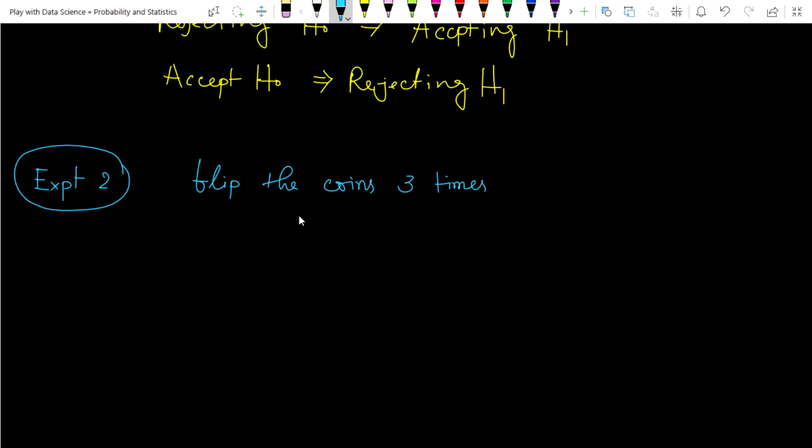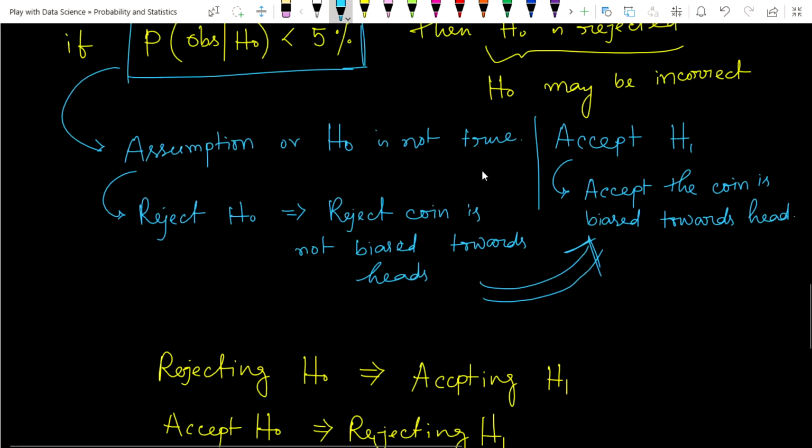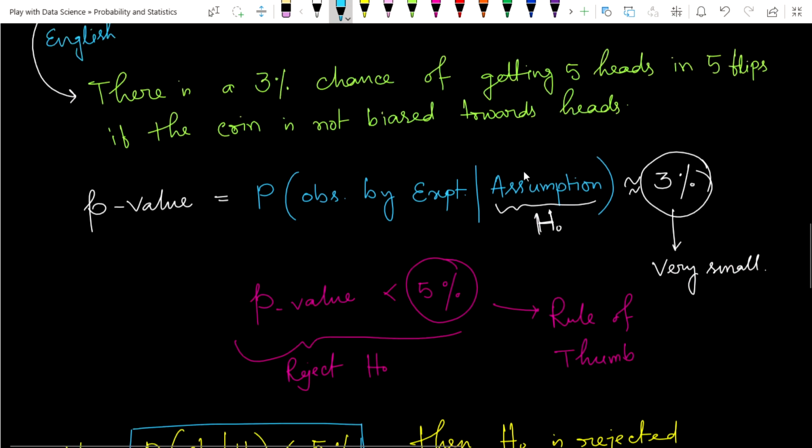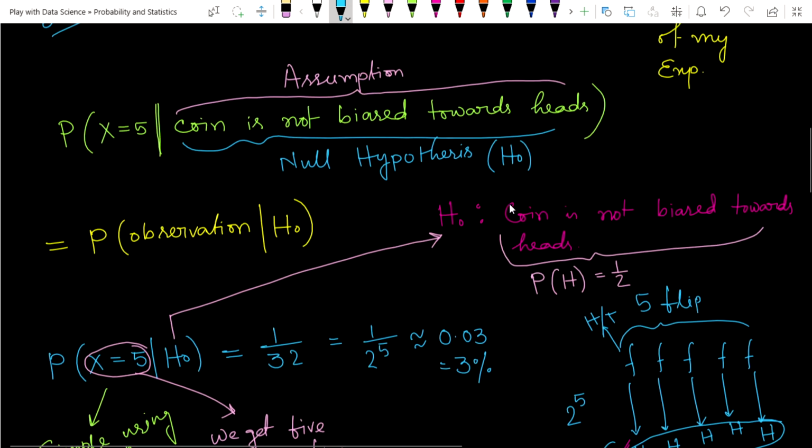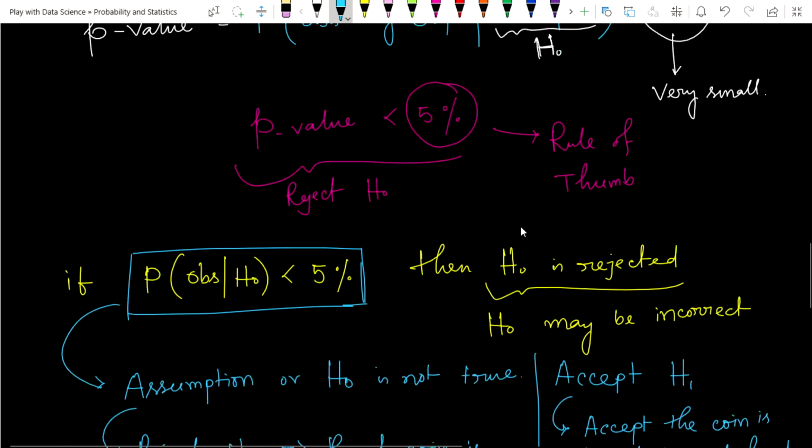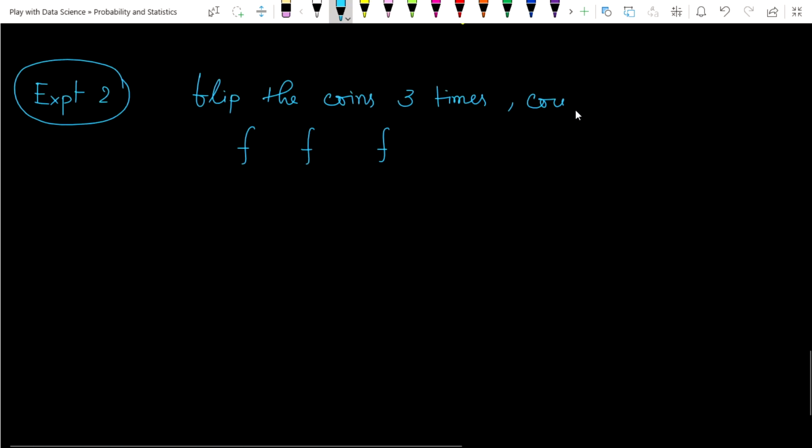Okay, so suppose we flip the coin 3 times. Let's take 3. If we perform that, we also have some assumptions here. We flip the coin 3 times and we are interested in the count, and the assumption is the same null hypothesis, H0, meaning the coin is not biased toward heads. That's the assumption.